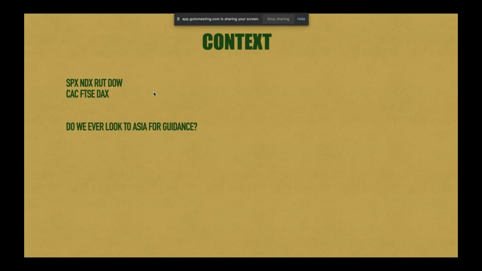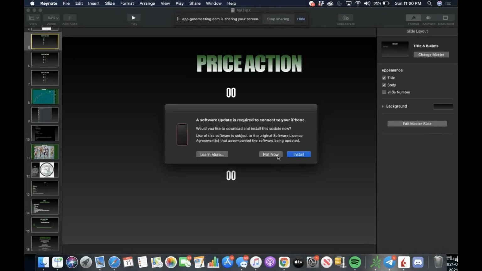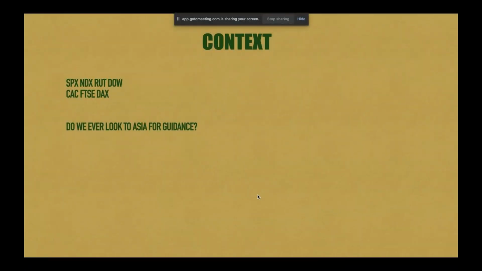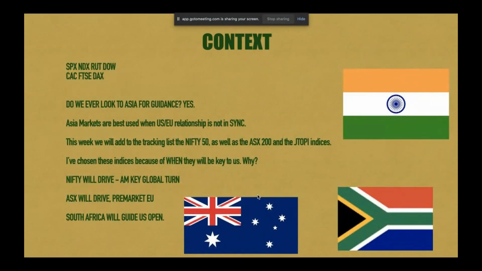Do we ever look to Asia for guidance? It's a trick question. Do we ever look to Asia for guidance? Great answer. Guidance, yes. Trading, no. Asian markets are best used when the US-EU relationship is not in sync.